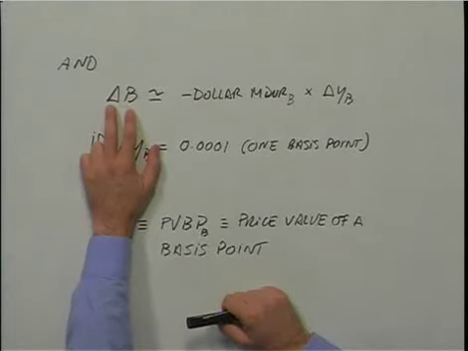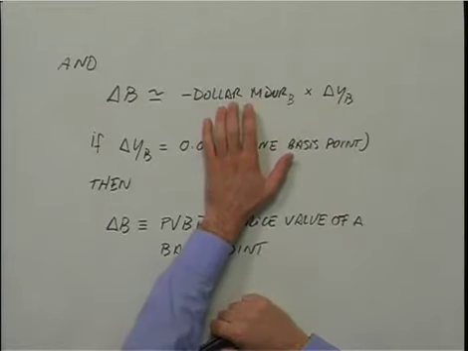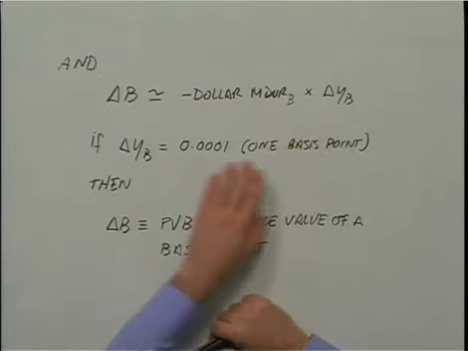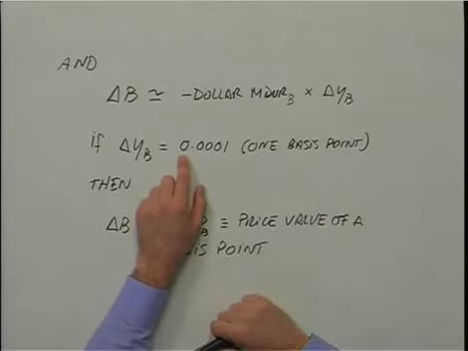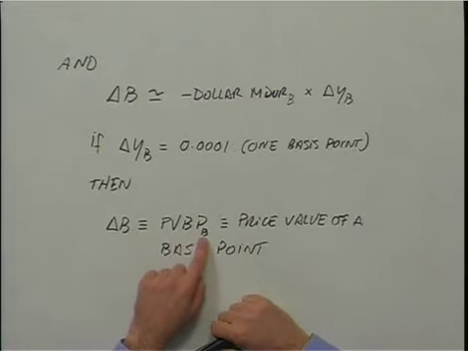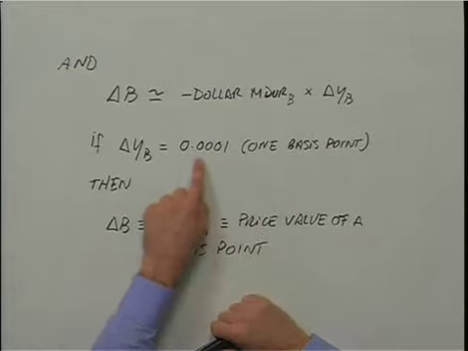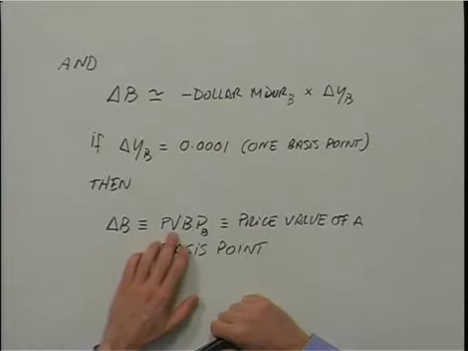So, using all this, you realize that the dollar change in the price of a bond given a change in the yield to maturity of that bond is directly proportional to the dollar modified duration of that bond. Now, if this change in yield is 1 basis point, that is 1/100th of 1%, then that change in value of the bond is called the price value of a basis point for that bond.